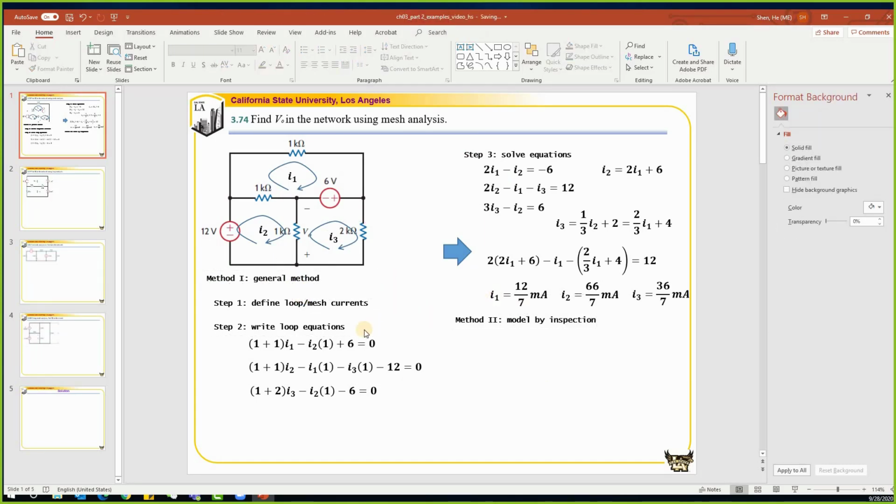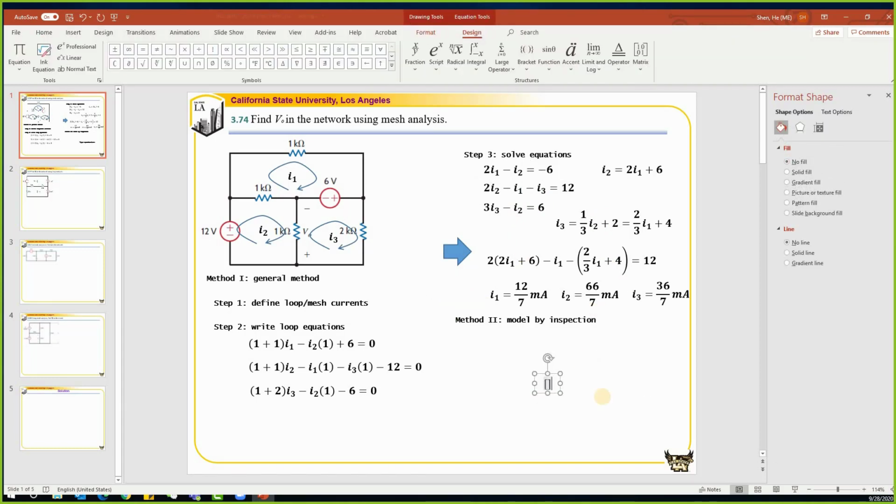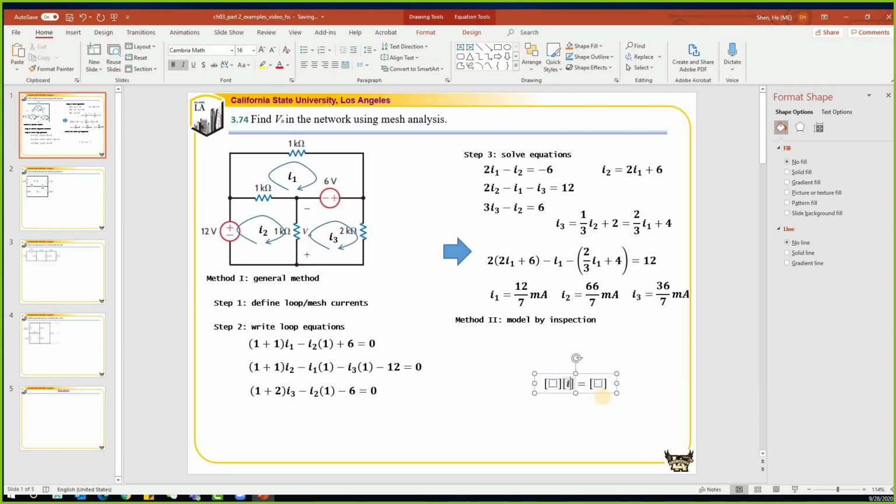If we do it by inspection, we can define the mesh current in the same way. So step 1, we define the mesh current. Then step 2, we'll write the loop equations. So over there, we're going to write it in terms of an equation set. And in this equation set, it will be a matrix times unknowns, that is equal to the other side. The unknowns, we have 3. We have I1, I2, and I3.